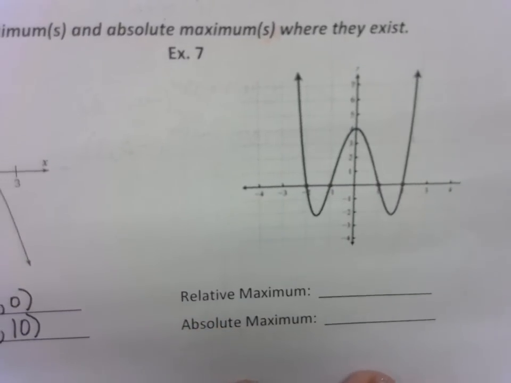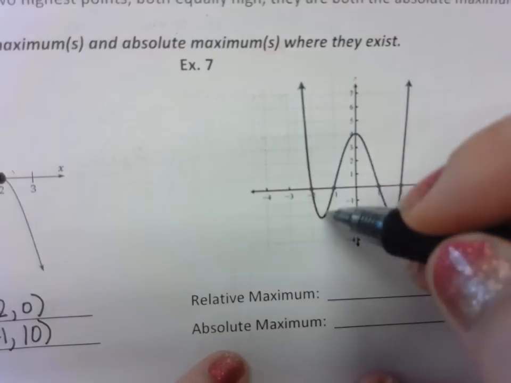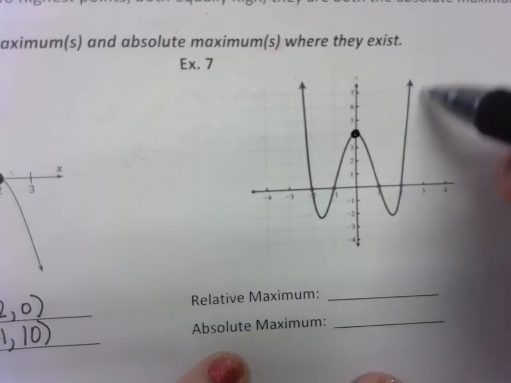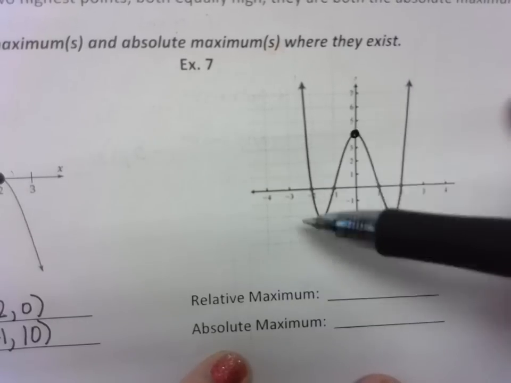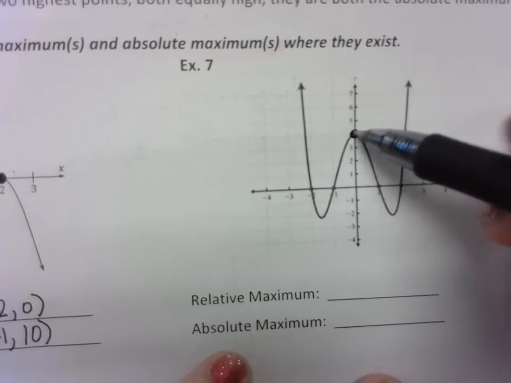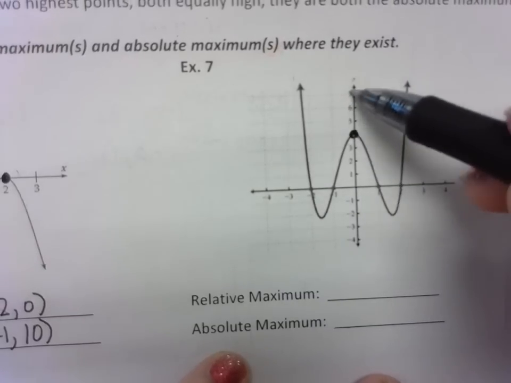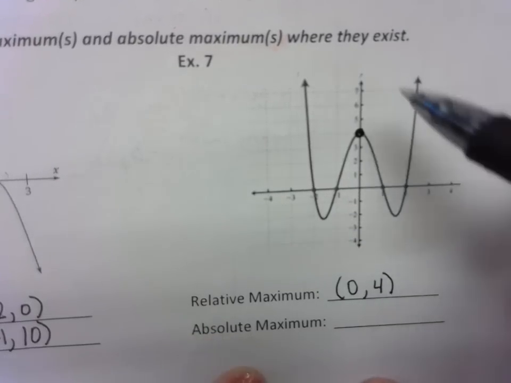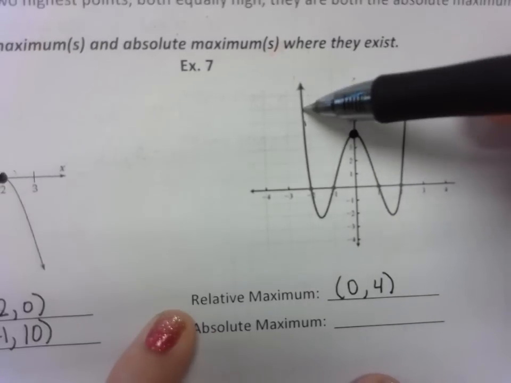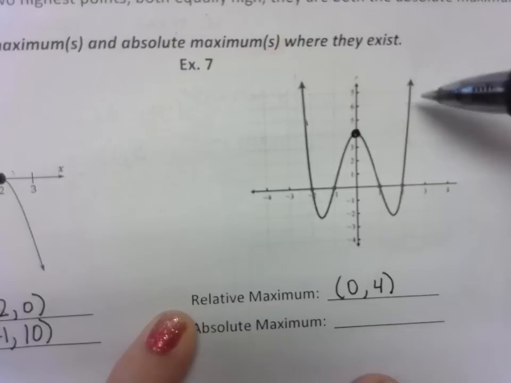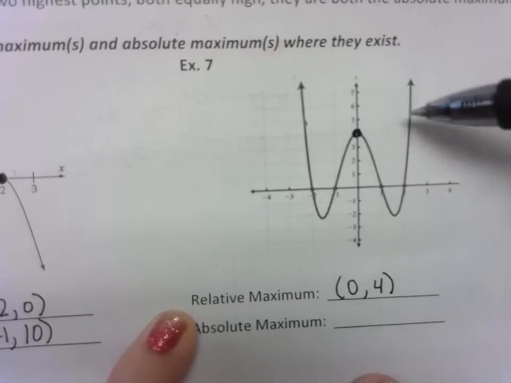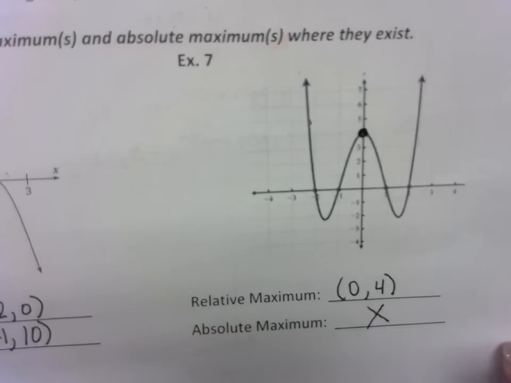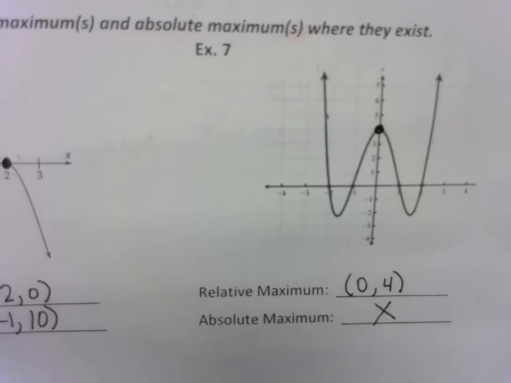Over here, the relative maximum, let's see. We've got this guy right here. That's our only relative max here. This is a relative max because it's higher than anything right around it, but it's not the highest point on the graph. So that would be the point 0, 4. But as far as an absolute maximum, are we ever going to get to a highest number here? No, those are going to continue going on and on and on to positive infinity, so we do not have an absolute maximum here.